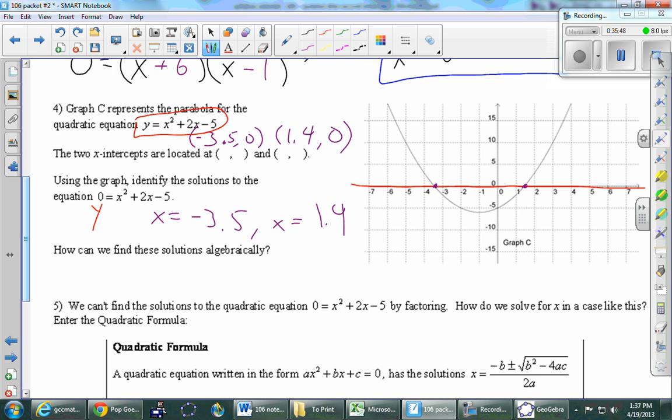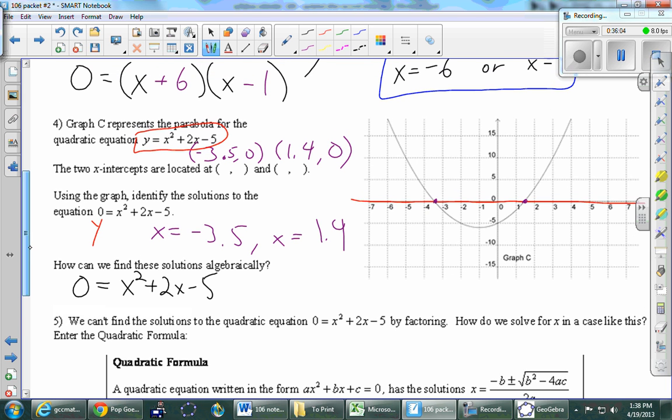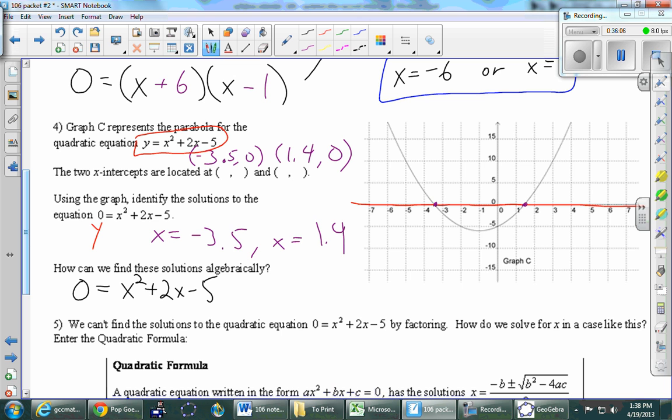Okay, so here's the bad news. Is when it comes down here and it says, how can we find these solutions algebraically? So I'll copy my equation again. 0 equals x squared plus 2x minus 5. How did we solve this problem a minute ago? We factored, right? So try factoring. Product sum.